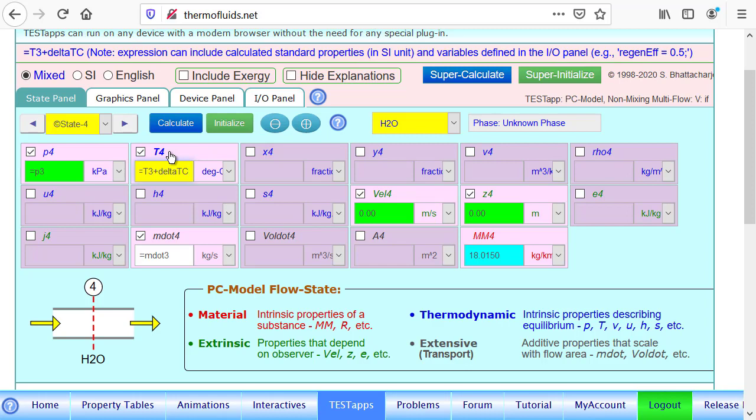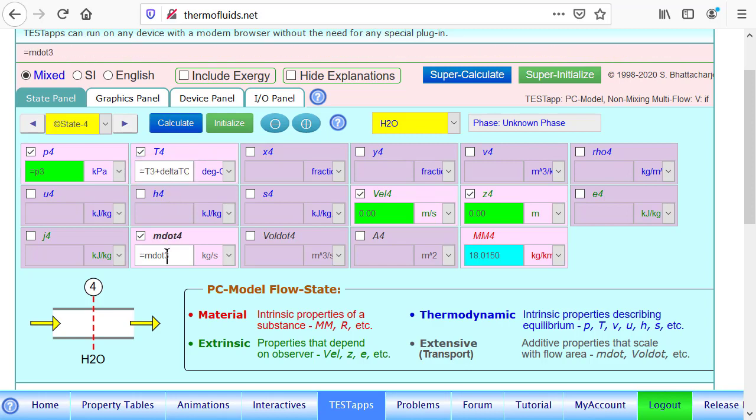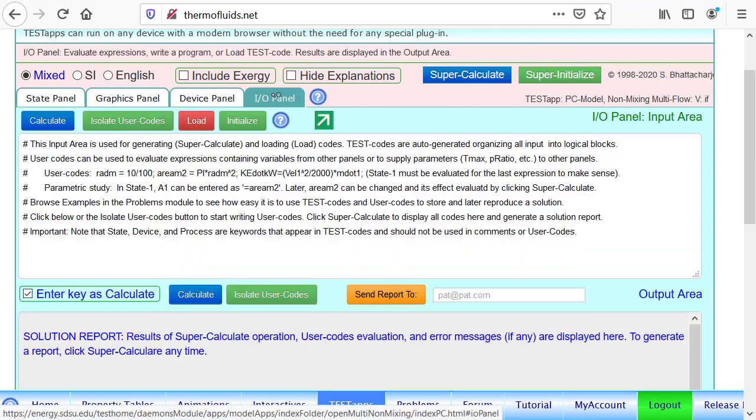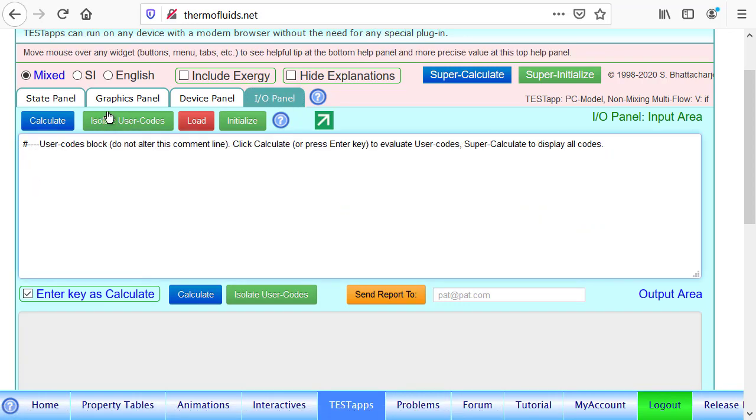If I now calculate, obviously T4 cannot be determined because we don't know what delta T in Celsius means. We also don't have any info on m dot 3. That's why they have a white background. But this is a user-defined variable. So we can go to the I/O panel and introduce some user code by clicking the isolate user codes button and then clicking here and defining the variable delta T in Celsius equals 10.